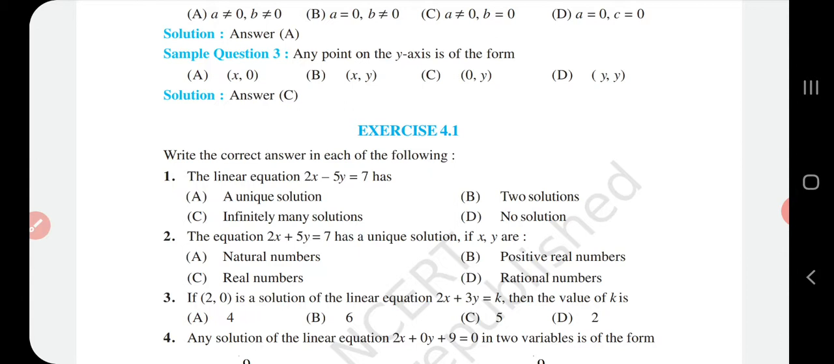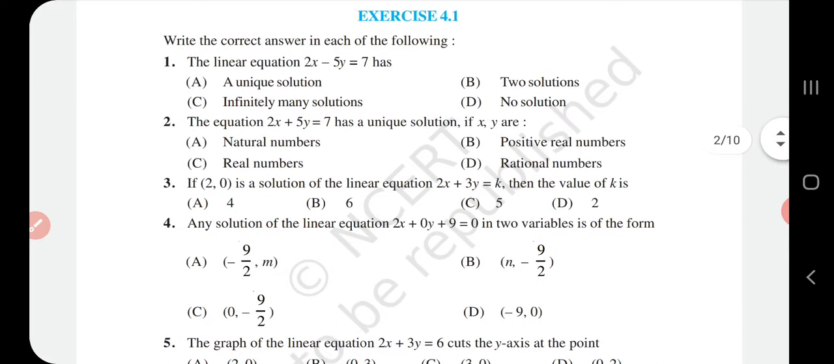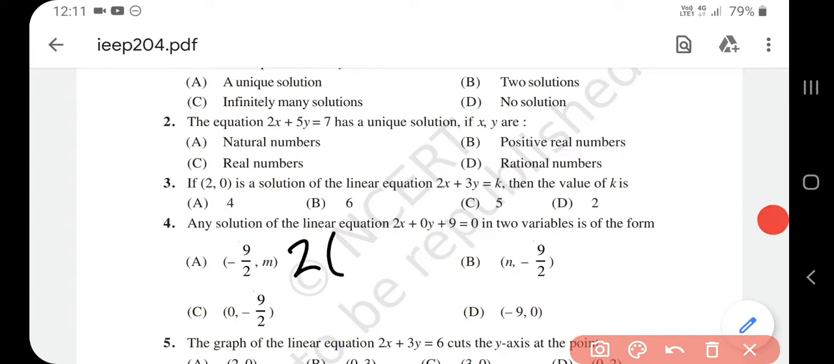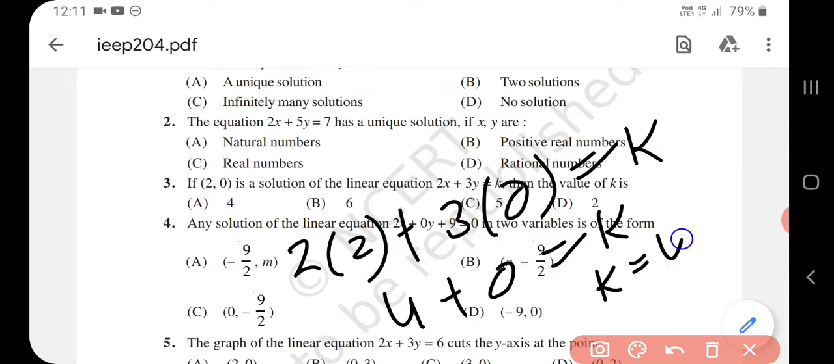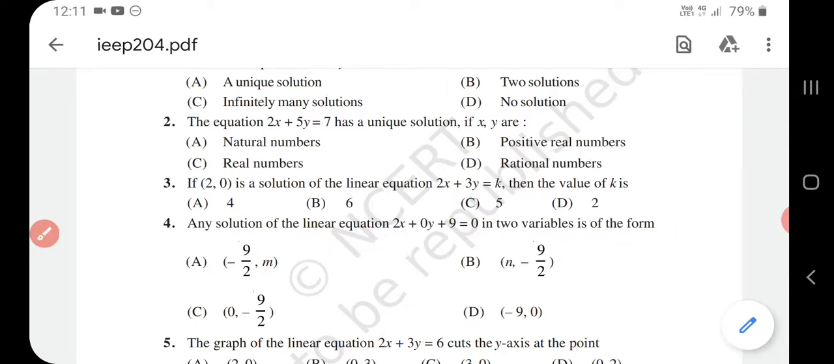Remember this thing. Now if (2, 0) is a solution of the linear equation 2x + 3y = k, then find the value of k. How to find the value of k? See, here the values of x and y are given. So simply put the value of x as 2 and y as 0: 4 + 0 = k. So k = 4 is your answer. Understand? This way you can find the value.